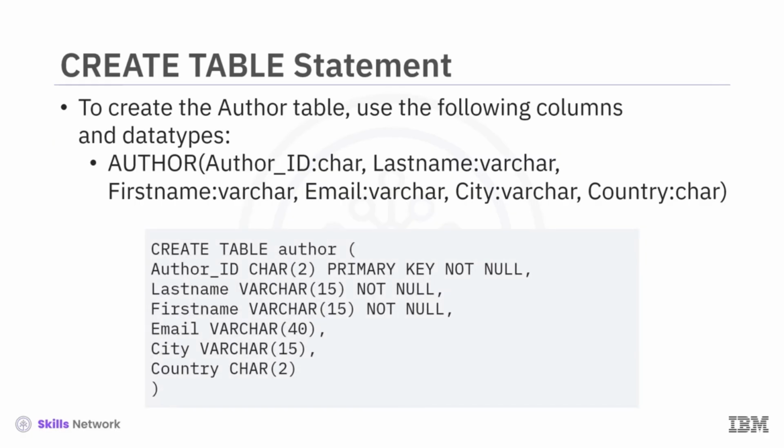Create table author, parenthesis, author ID char 2 primary key not null, last name varchar 15 not null, first name varchar 15 not null, email varchar 40, city varchar 15, country char 2, parentheses. Note that the author ID is the primary key. This constraint prevents duplicate values in the table. Also, note that the last name and first name have the constraint not null. This ensures that the fields cannot contain a null value since an author must have a name.